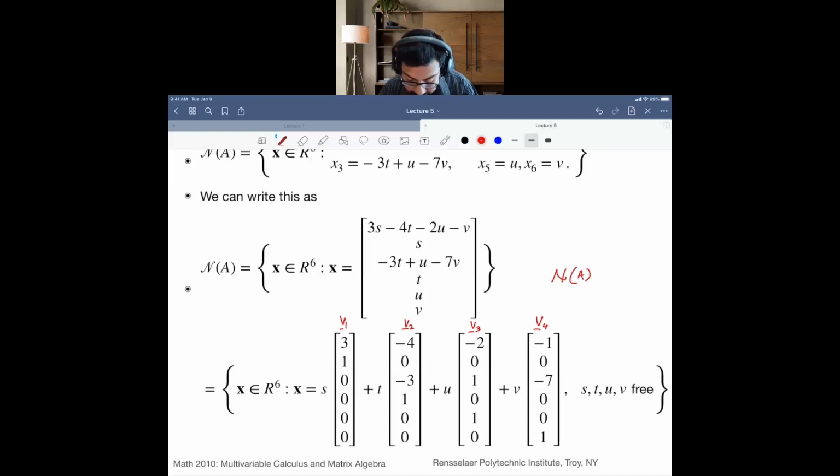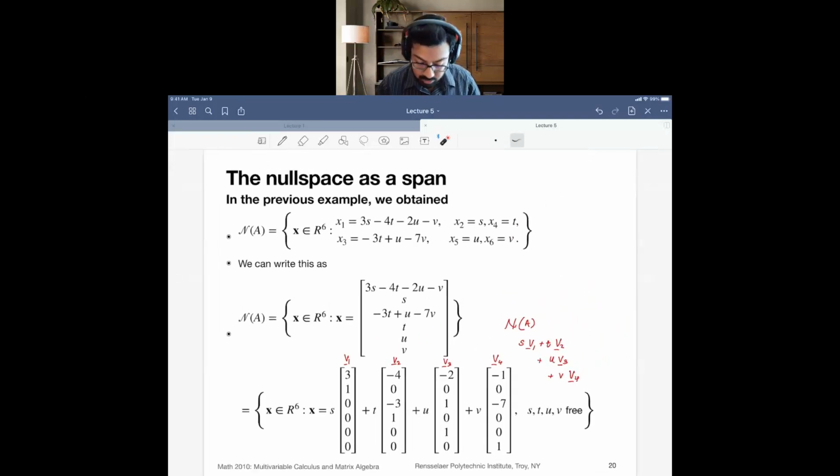So like S times V1 plus T times V2 plus U times V3 plus V times V4, with S, T, U, and V being arbitrary scalar values, right? Free variables, free scalars. So the null space over here is being expressed as a span, as a linear combination of those four vectors.